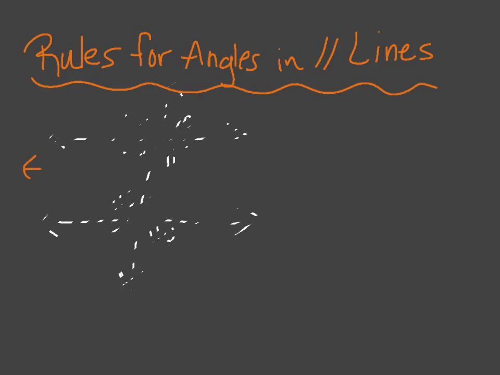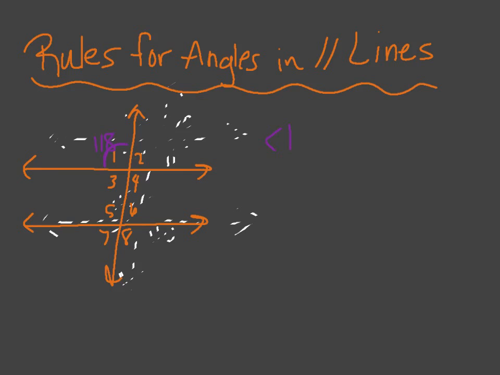So I'm going to draw our typical picture that we've been working with. Remember, there are 8 different angles that occur within the parallel lines. What I'm going to do though is give a specific measurement. This time I'm going to say that angle 1, which is right here, is 118 degrees. So angle 1 is equal to 118.